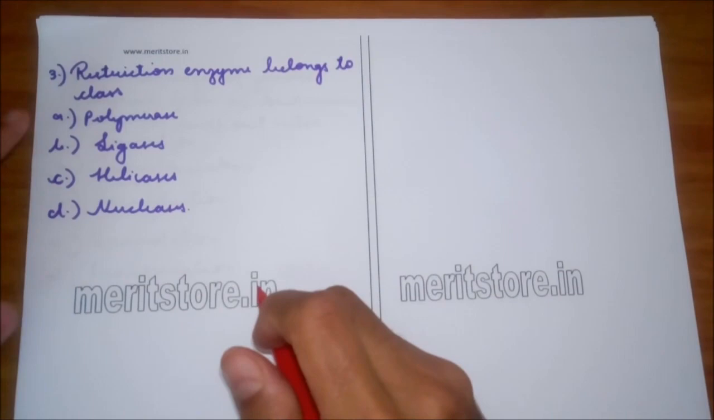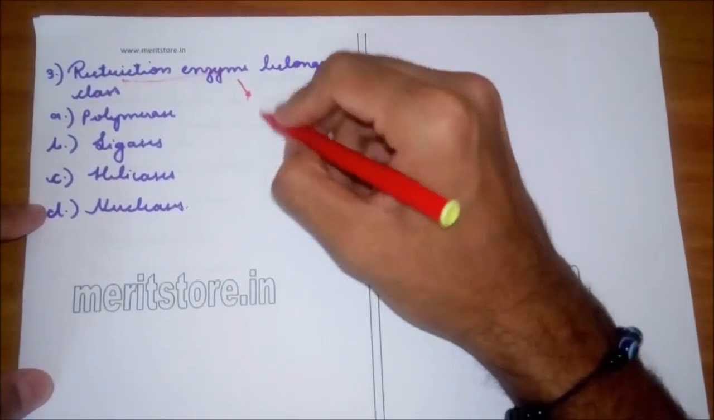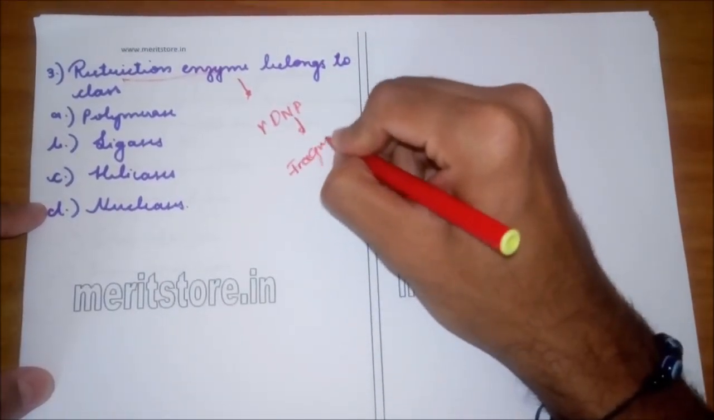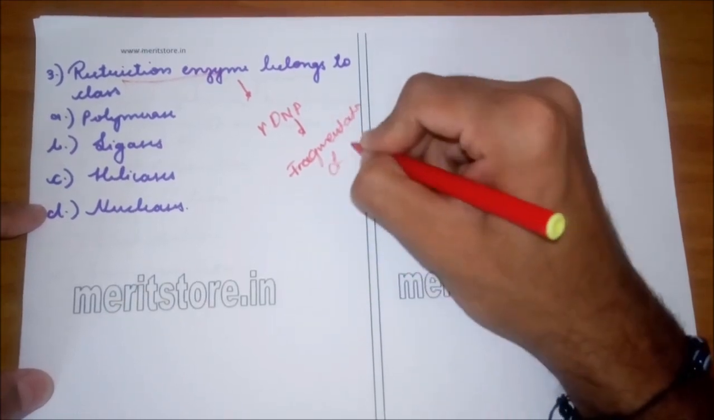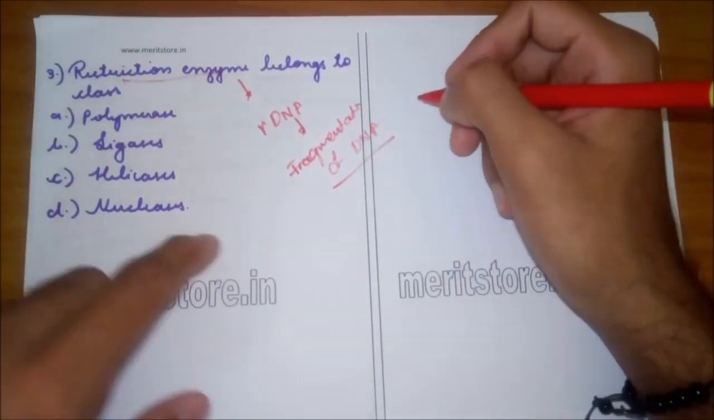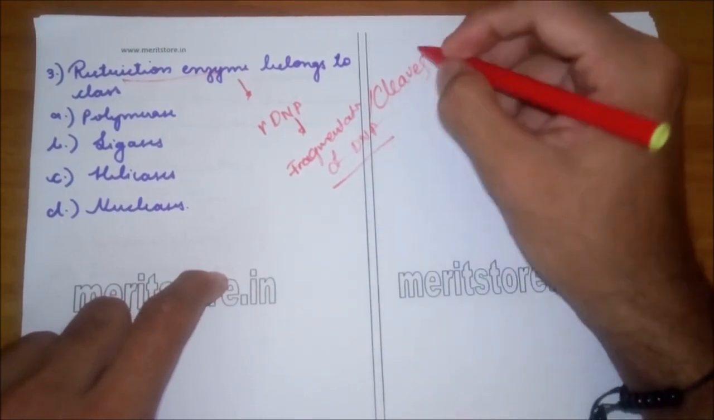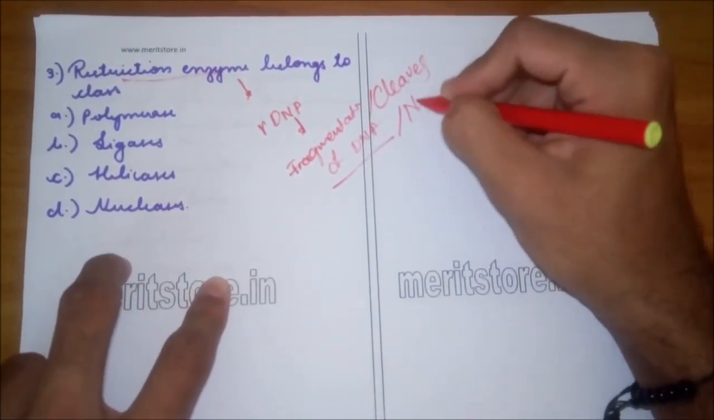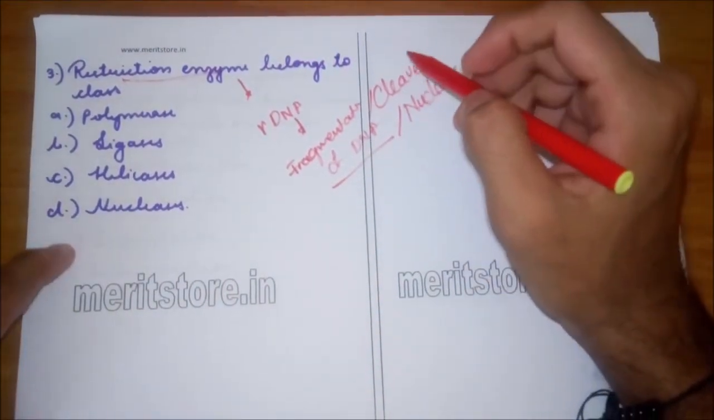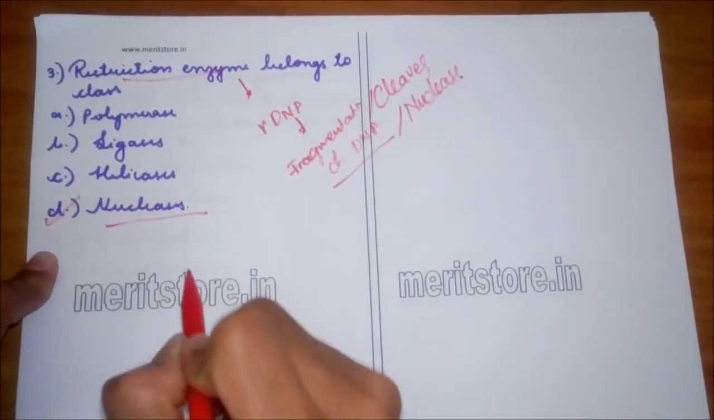Question number 3. Restriction enzyme belongs to which class? Restriction enzyme is used in rDNA technology for fragmentation of DNA. Since it cleaves the DNA, it is also known as nuclease. So restriction enzyme belongs to the class nuclease. So option D is the correct answer for question number 3.